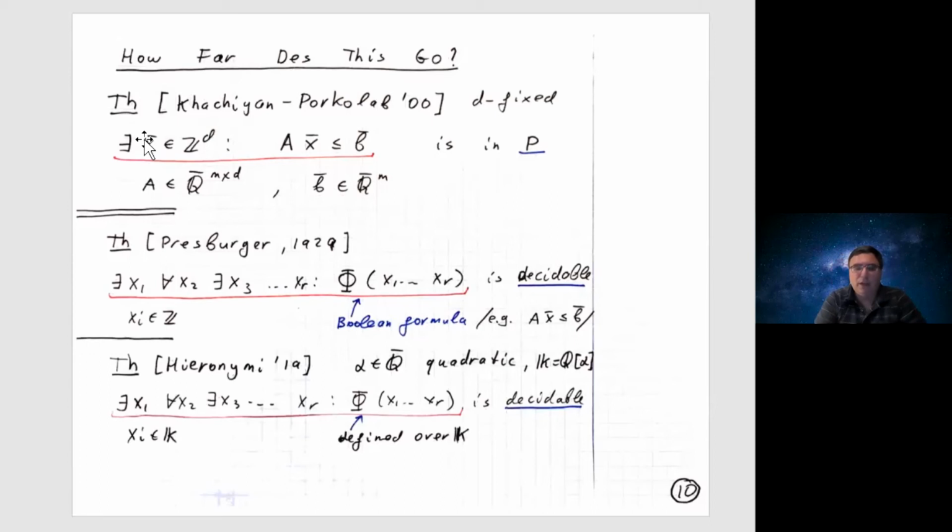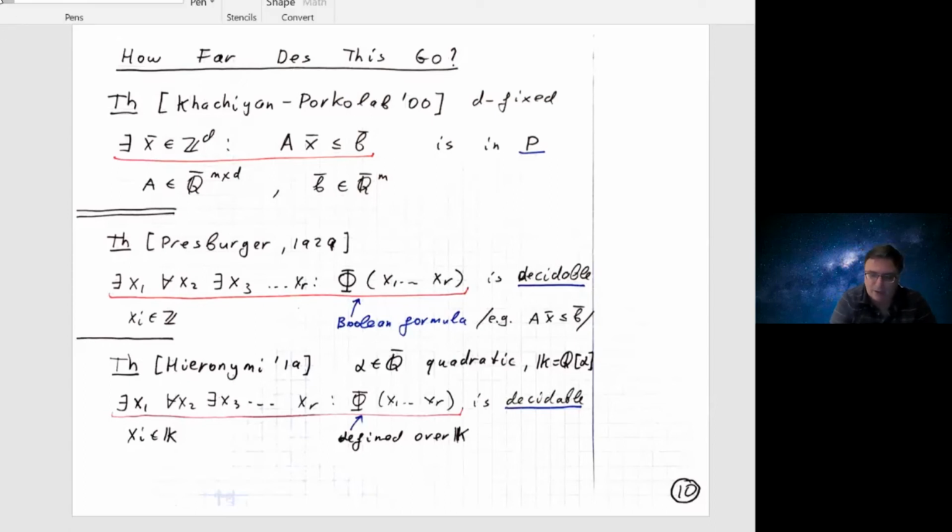So recently, just a couple of years ago, Philipp Hieronymi proved the following extension of this result. And it's an extension somewhat similar in spirit to Khachiyan and Porkolab. So what he's saying is we don't have to stick with integers. We can have everything sit in R.